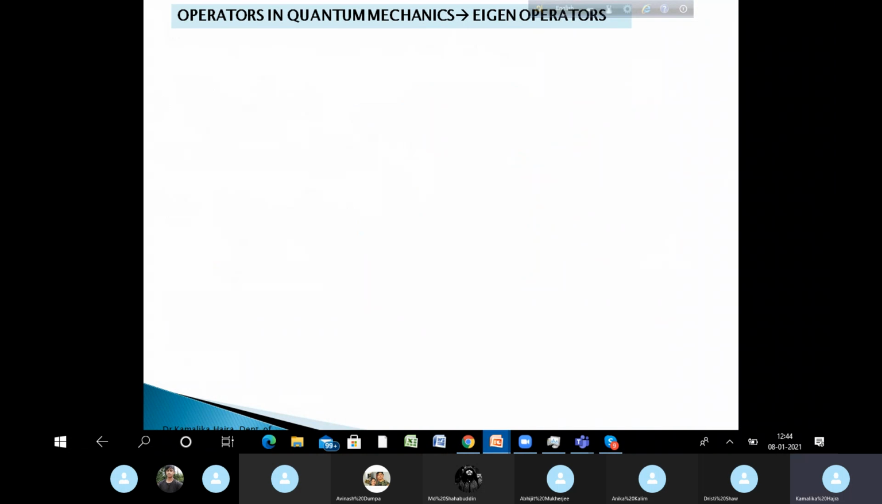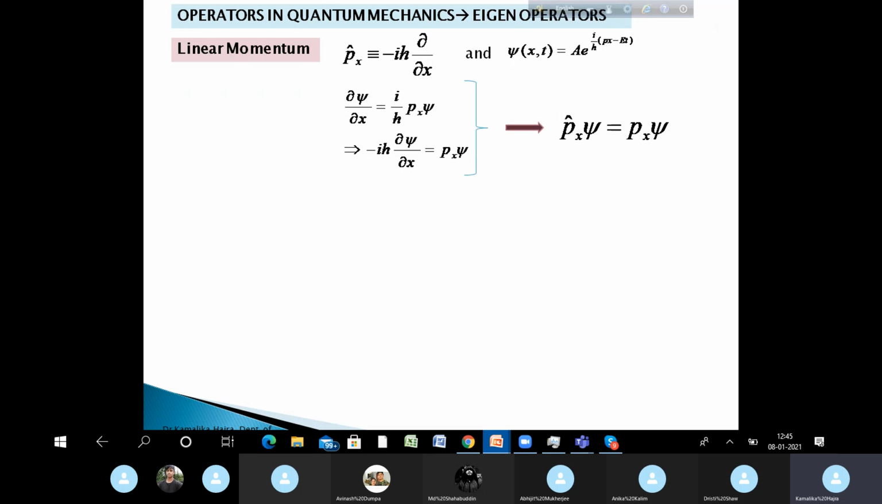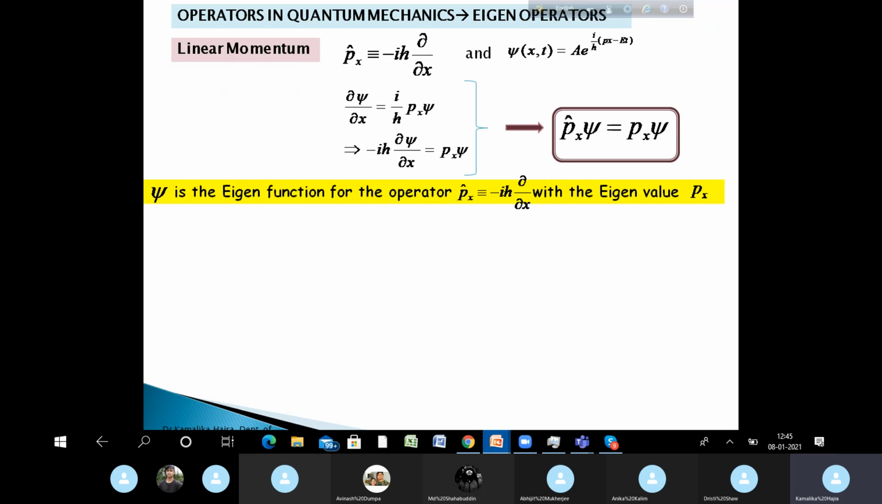So we can now make a general statement that operators in quantum mechanics are eigenoperators. For example, linear momentum: we already saw how linear momentum can be represented as an operator and how it satisfies an eigenvalue equation, right? Similarly, we can write this statement now.